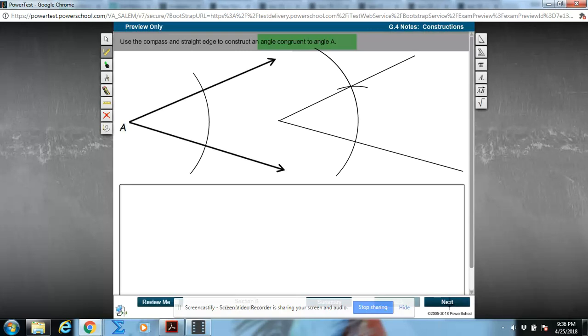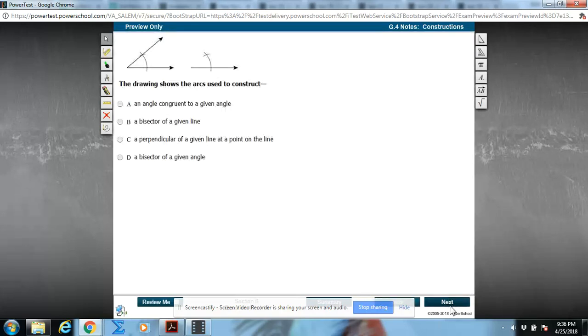All right, let's see if we can practice SOL style. Well, this question, they've already done the construction for you. You are trying to figure out what's happening. It says the drawing shows the arcs used to construct. What are we constructing? An angle congruent to a given angle. Well, if we finish up this construction, you're going to find that that's exactly what we're constructing, two congruent angles.